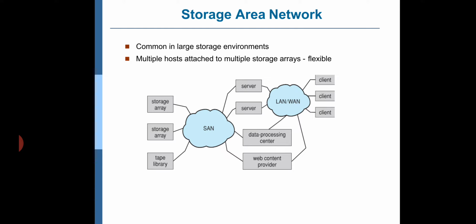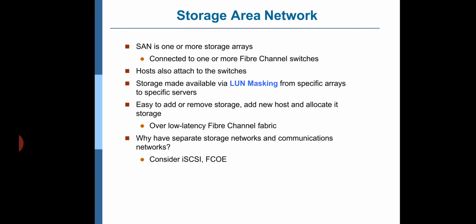Then we can use LAN and WAN clients and servers, the data processing center, and web client processes. Commonly in a large environment, multiple hosts are attached to multiple storage arrays. We can use storage like LAN and WAN, local area network and wide area network. A LAN is within a building, a WAN covers a wide area, and the data will be stored in the SAN format. Then the storage area network: a SAN is one or more storage arrays connected to one or more Fibre Channel switches. Hosts are all connected to the switches. Storage is made available via LUN masking from specific arrays to specific servers.